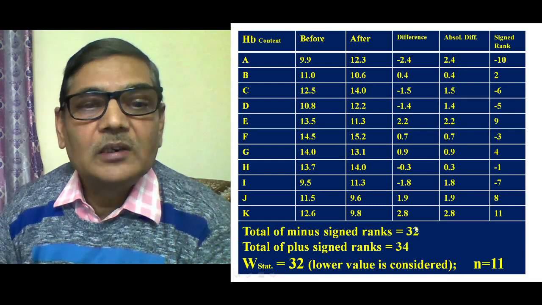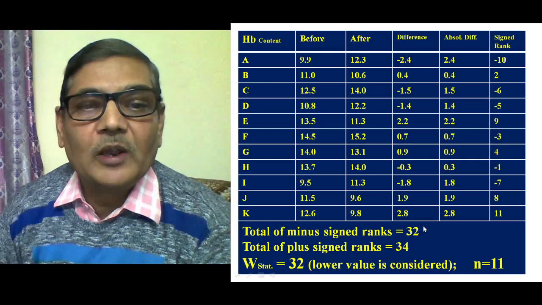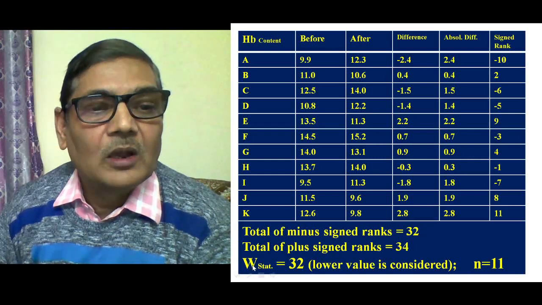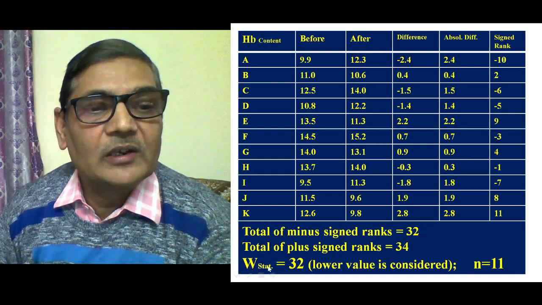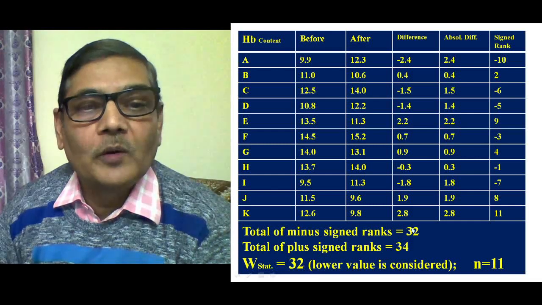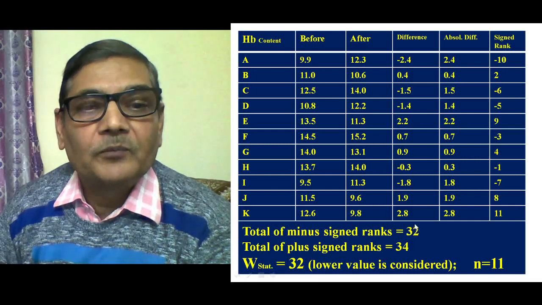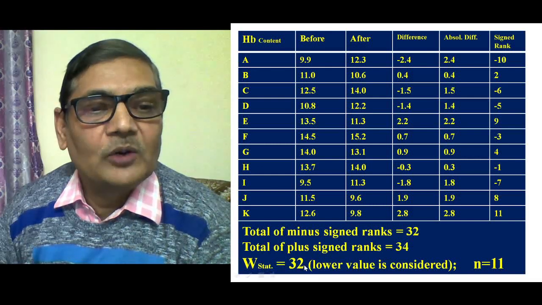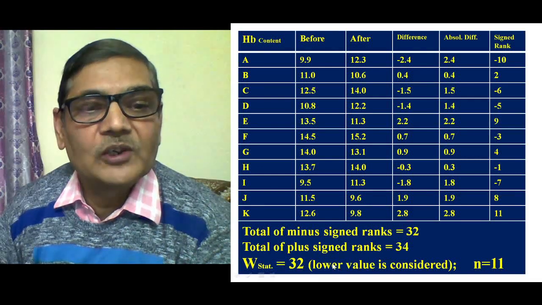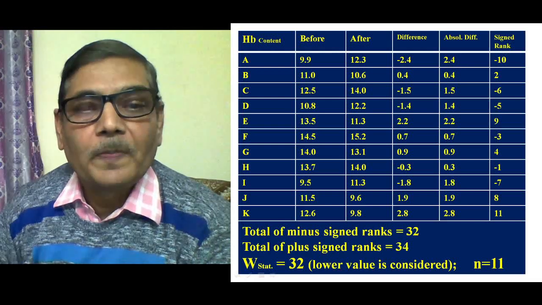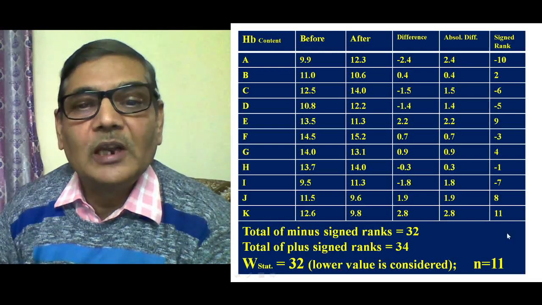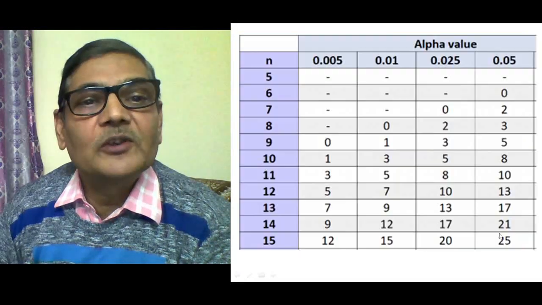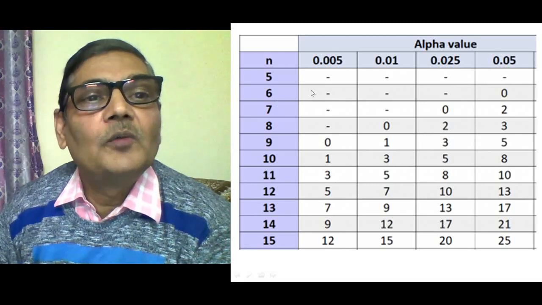Now we need the Wilcoxon value. This W stat, or W statistic, will be the lower value. So here 32 is lower. So the W stat value is 32 because we have to consider the lower value, and n is equal to 11. After knowing this much, we will need the Wilcoxon table.